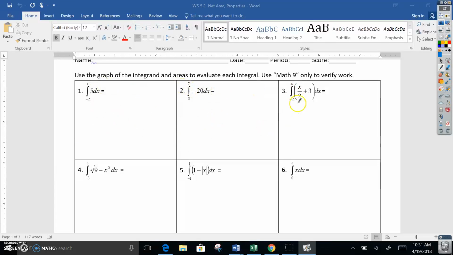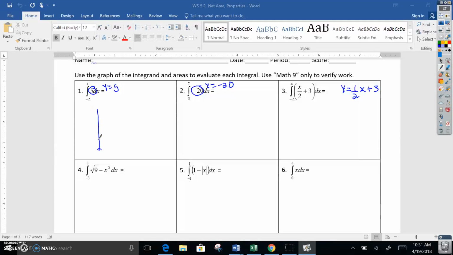Now, you could use Math 9 to compute this, but basically, I expect you to graph the function that you find inside. So in this case, that's y equals 5. In this case, y equals negative 20. In this case, this is y equals technically 1/2 x plus 3. So y equals mx plus b could be used to graph that.